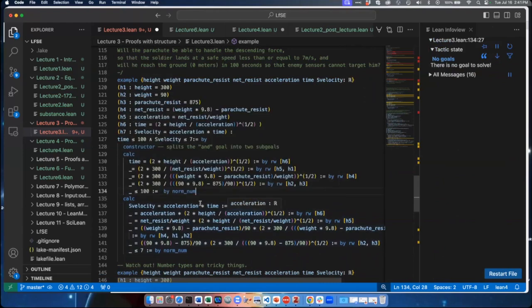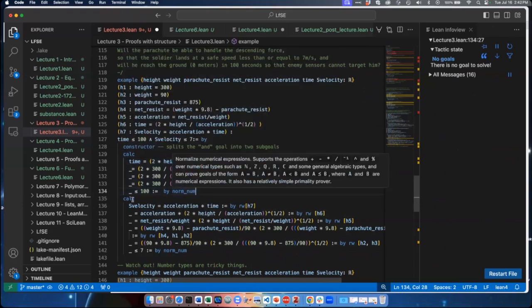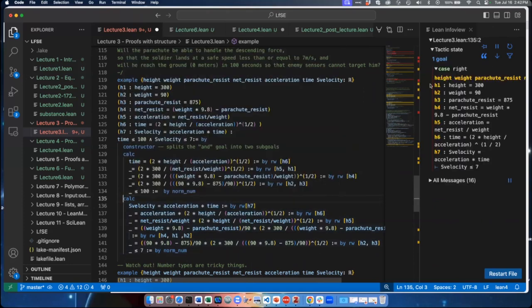I guess another little clarification. I think this is helpful. I've been glossing over this. If I put my cursor right after a calc block, it says no goals. That doesn't mean I'm done with my proof. It just means within the world of the calc block, I've closed off the goals. I now leave the calc block and voila, I still have a goal to close.